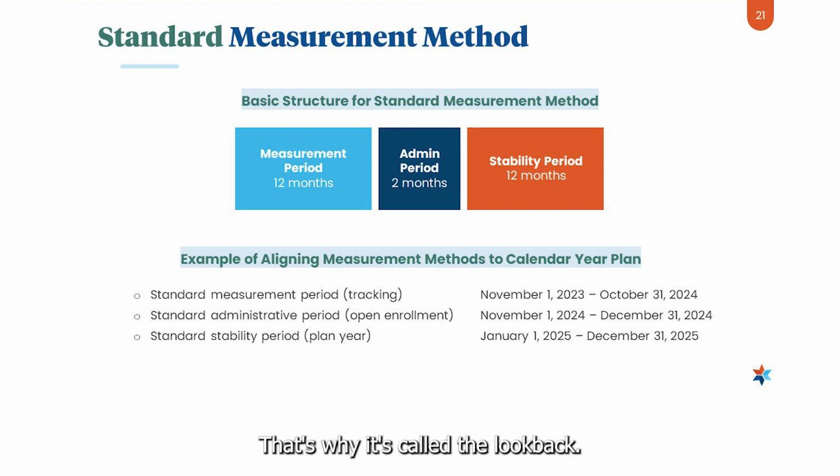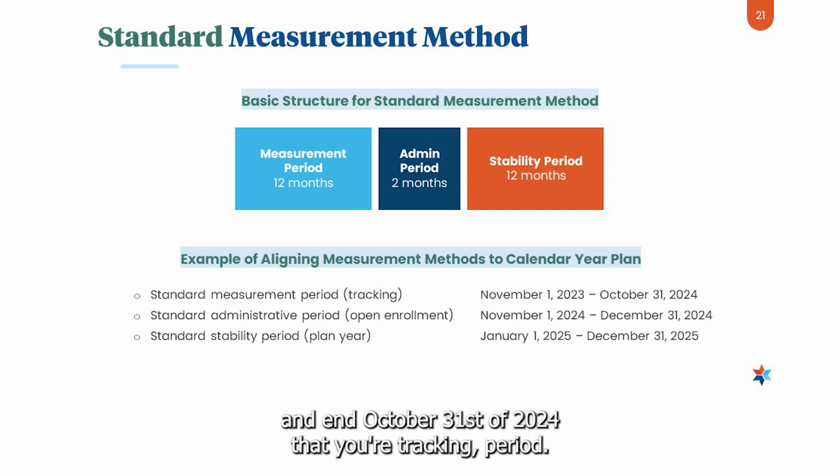That's why it's called the look back. You're looking back at hours of service tracked during a 12-month period. It's actually 26 months prior. So you're going to start November 1st of 2023 and end October 31st of 2024.